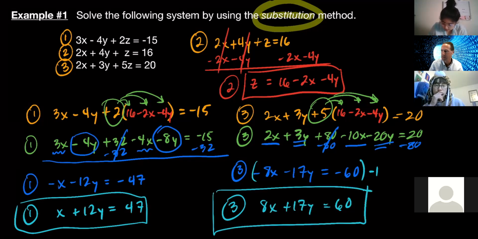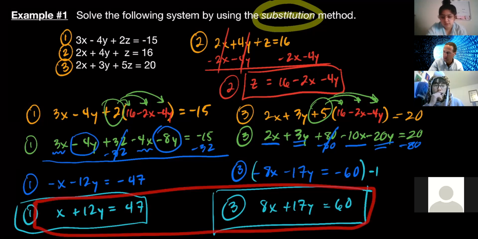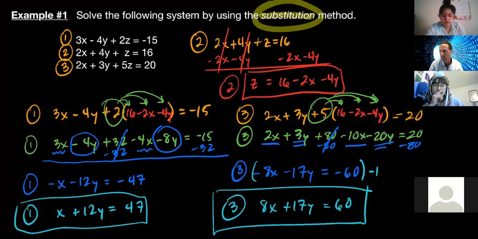And if you guys can see what I now have, it should look very familiar to what we had previously. Our two equations with two unknowns, and now we should be able to solve. No problem.